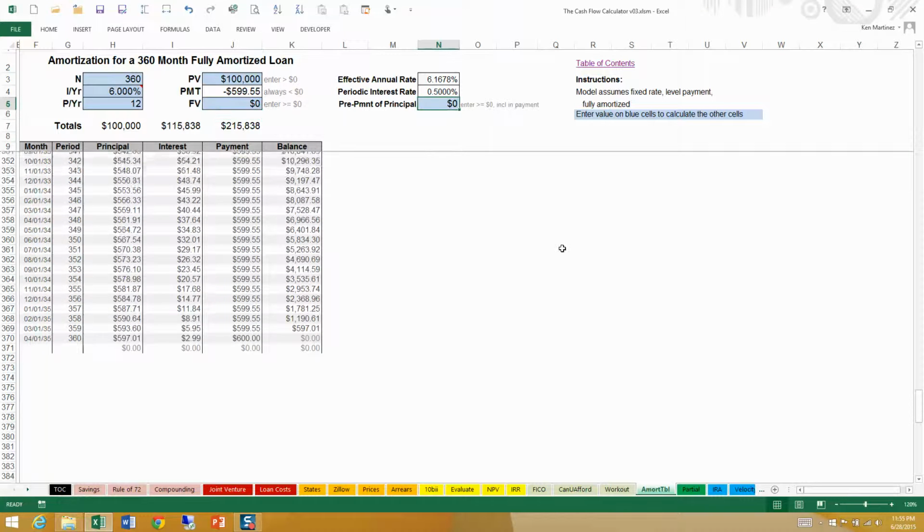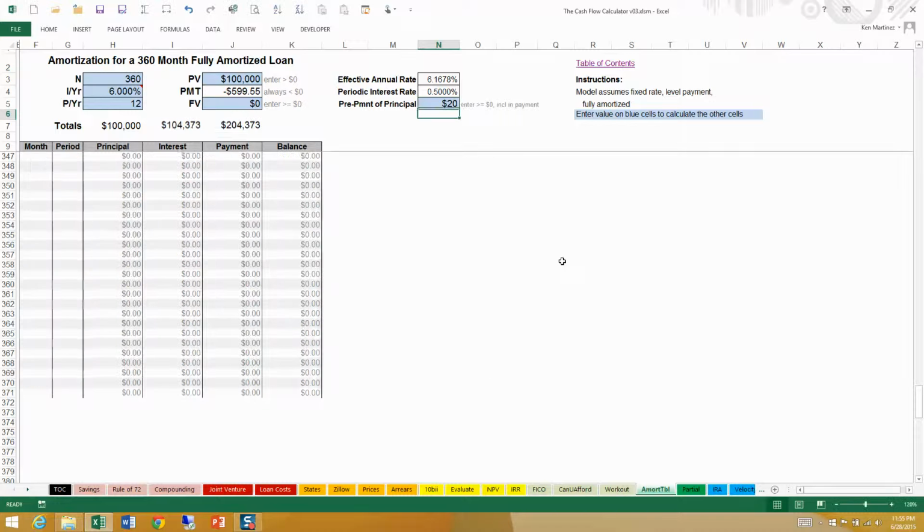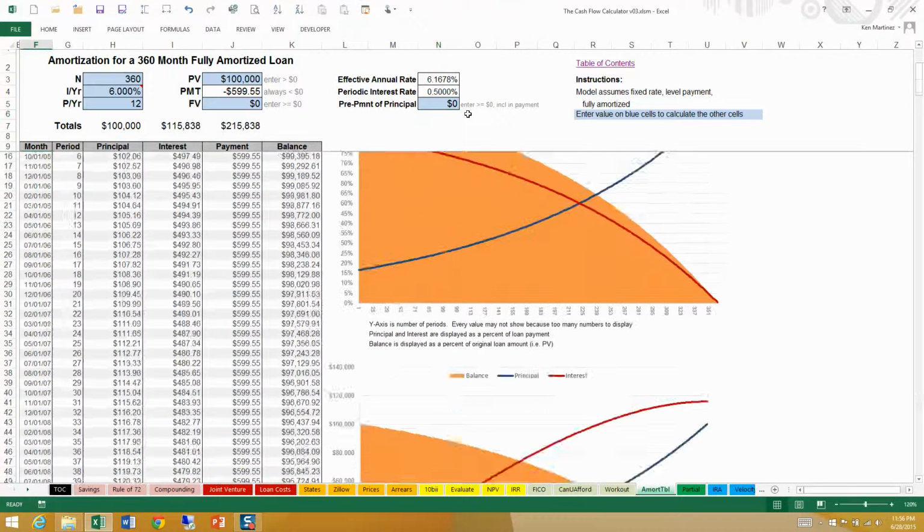What happens if you want to pay down the principal? Say you want to give an extra $20 a month. How does that affect it? Right now, this is the 360-month loan. So if you pay an extra $20 a month, you're actually going to pay out now on month 330. So paying an extra $20 takes off 30 months of payments on your mortgage. So if you want to calculate the effects of prepayment, you can.